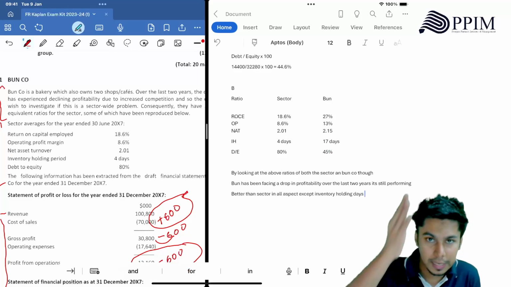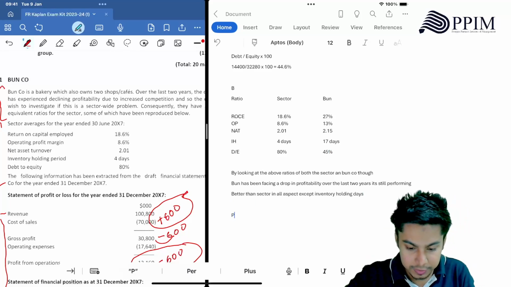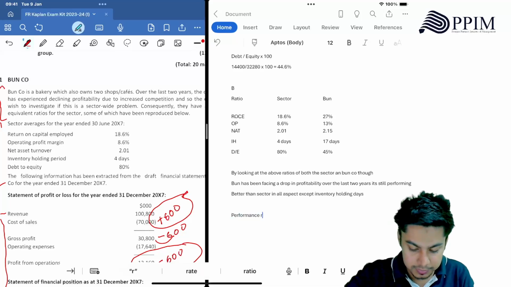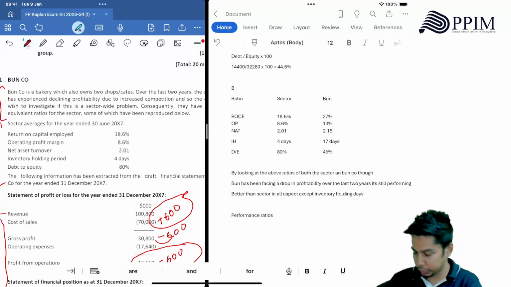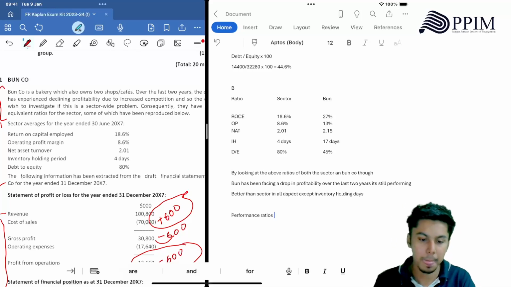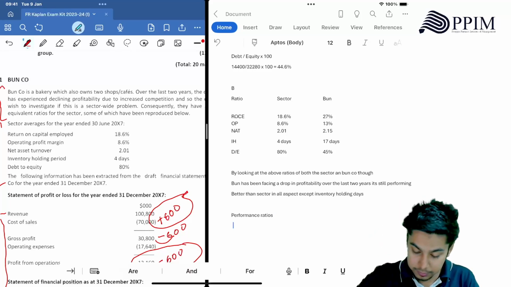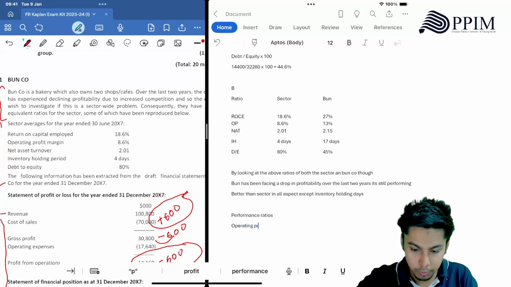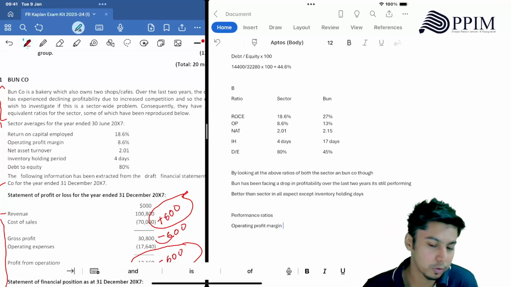Okay, now, guys, let's analyze it in detail. Right, put the first ratio, guys, over there. Let's put the heading now. Performance ratios. Right, put a subheading, guys, over there. Performance ratio. Right, guys, I want you to start now writing about operating profit margin. Okay, start now, guys, explaining about operating profit margin.